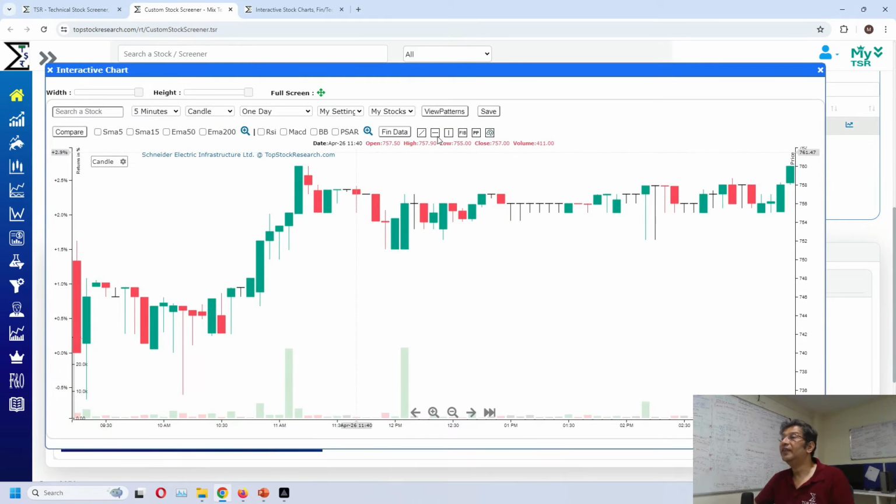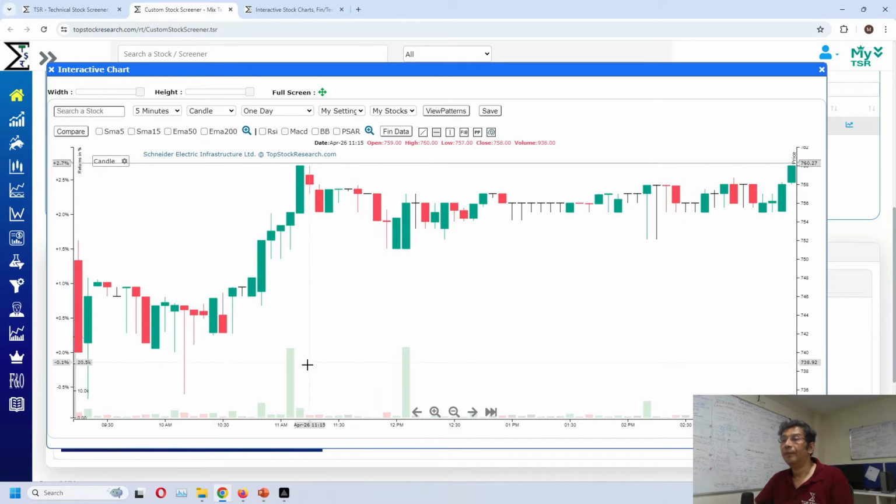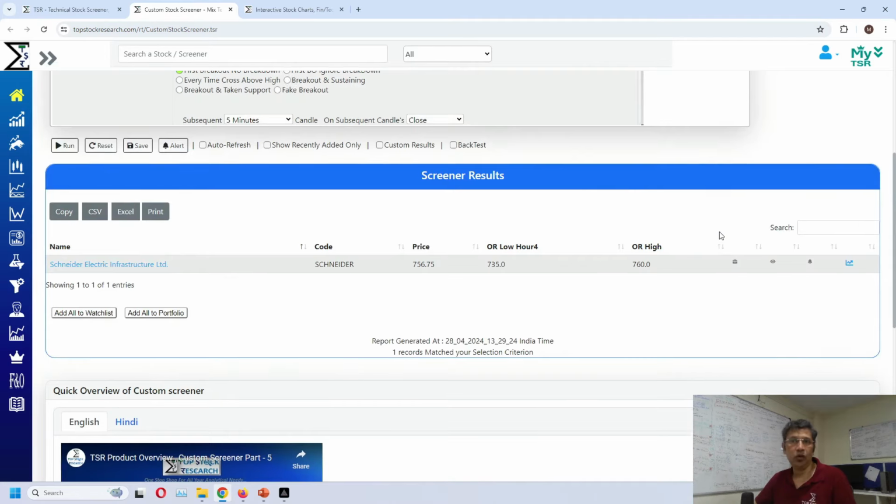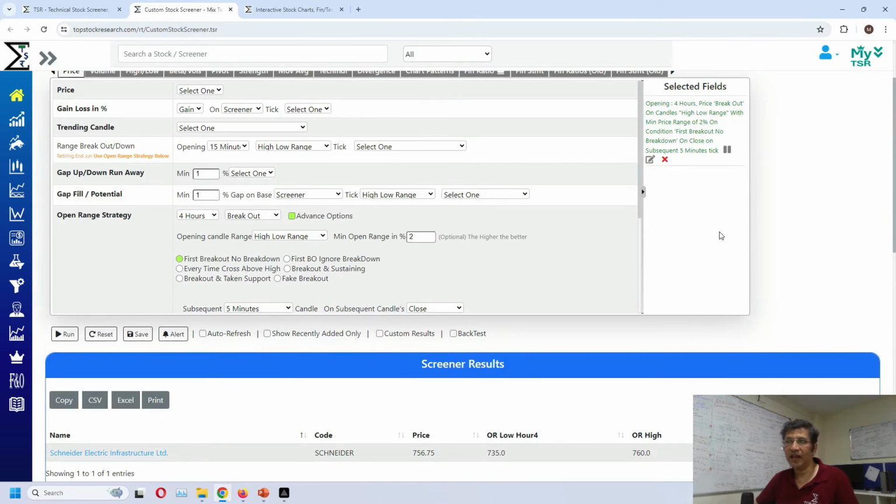So the range in this case is here, and out here, and it has broken just at the last candle, and that's what we are looking for, when the stock breaks the open range. Now there can be another scenario where the user would want that, so in this case what we are looking for is first breakout and no breakdown. There can be an option where breakdown is acceptable, but it should be the first breakout.